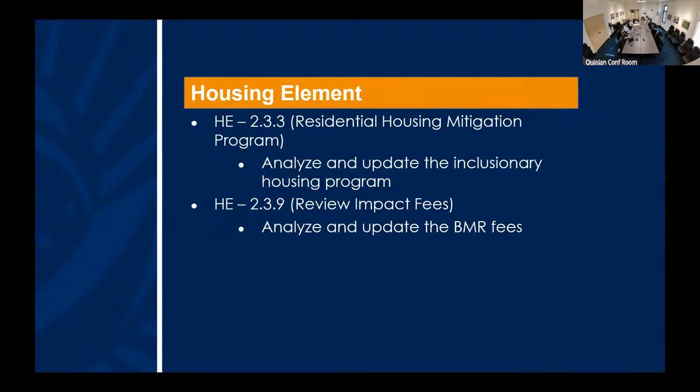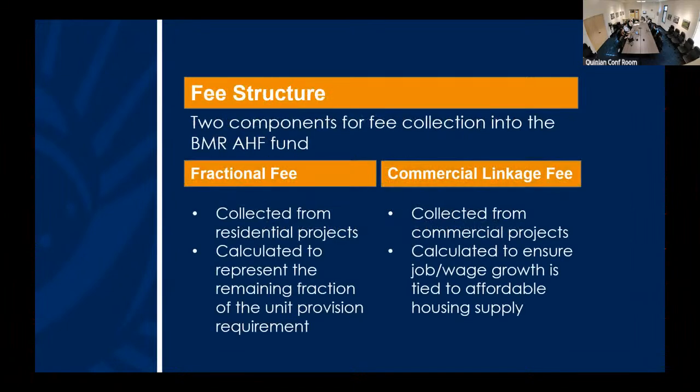And then, speaking of the housing element, this action that we're undertaking will be addressing 2 of our enumerated housing element strategies, listed in the housing element as a required study and implementation action from now to between 2027 and 2029-ish. The first one is HE 2.3.3, the residential housing mitigation program, which requires us to regularly analyze and update the inclusionary housing program. The other one, HE 2.3.9, is when we analyze and update the BMR fees. So both 2 and 1.